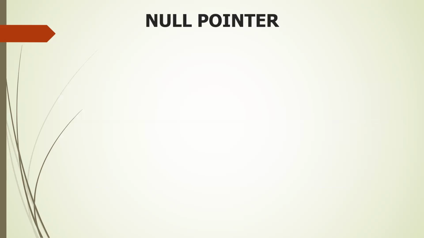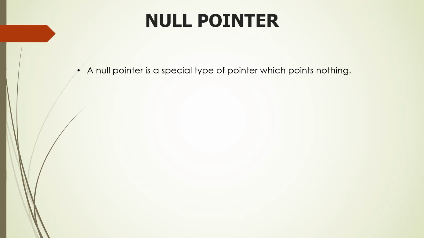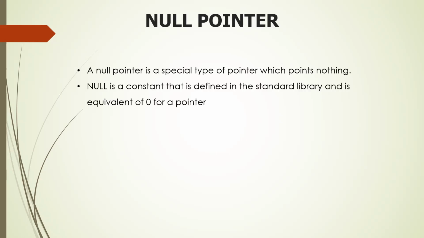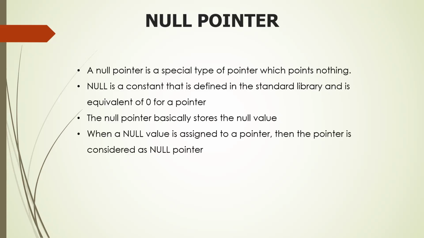Next one is null pointer. Null means nothing. A null pointer is a special type of pointer which points to nothing. If currently some pointer doesn't point to any address, we will initially give null. Null is a constant. Usually it is 0. Null is a constant that is defined in the standard library and is equivalent to 0 for a pointer. The null pointer basically stores the null value. When a null value is assigned to a pointer, then the pointer is considered a null pointer. A null pointer doesn't point to any memory location.